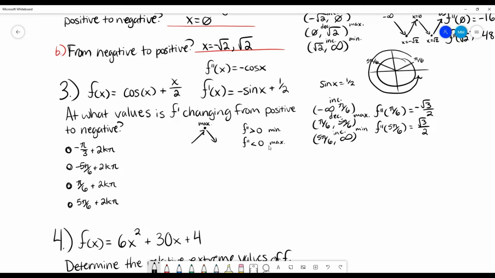That makes sense, right? That's going to look something like this, with this being pi over 6. So it's going from positive to negative at x equals pi over 6. And is that one of our options? Sure enough.